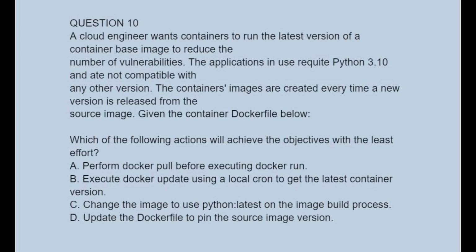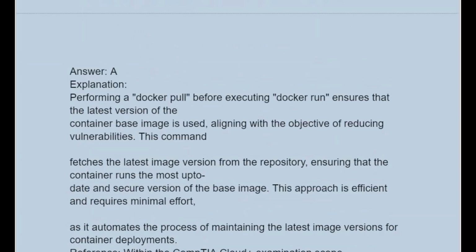Option A, perform Docker pull before executing Docker run. Option B, execute Docker update using a local cron to get the latest container version. Option C, change the image to use Python that is latest on the image build process. Option D, update the Dockerfile to pin the source image version. Correct answer is option A.